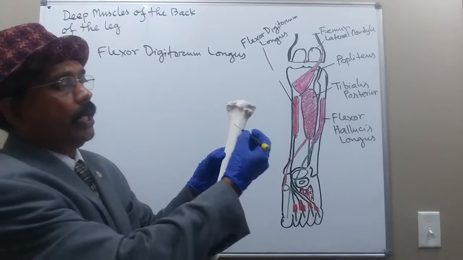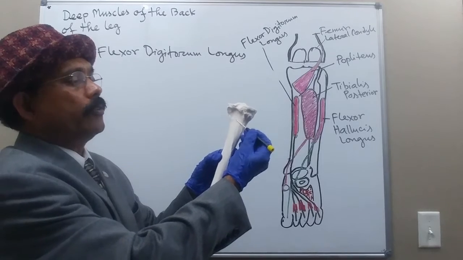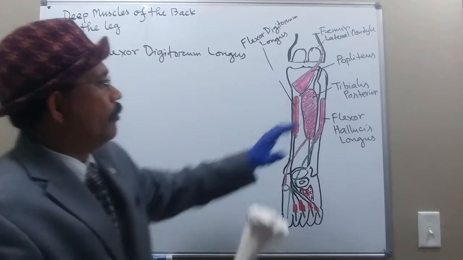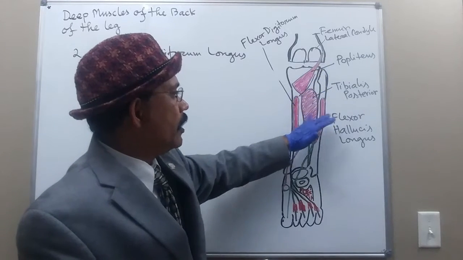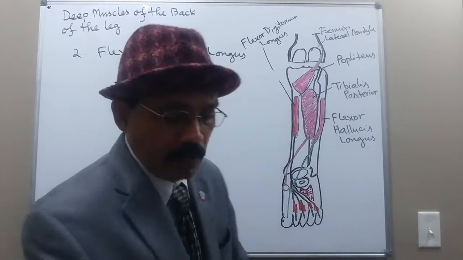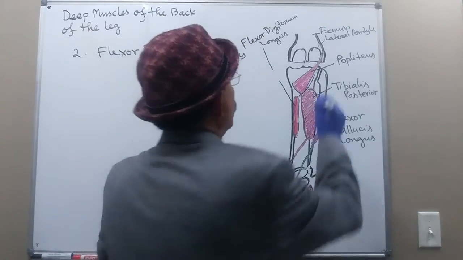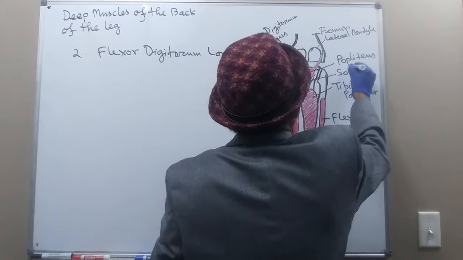You must remember that above the soleal line we have the Popliteus. Below the soleal line we have all the muscles. This is the soleal line, and everything is below it, these three muscles. This is above the soleal line, so we have to draw it.